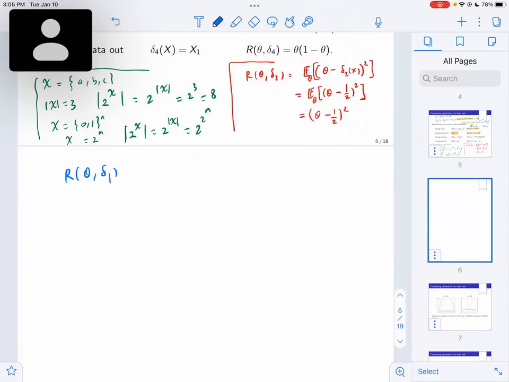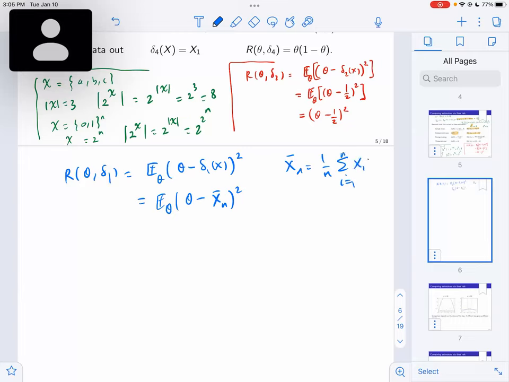Which is going to be the expectation of theta minus delta 1(x), squared, which is theta minus, I'm going to write it as x bar n, squared. So x bar n is basically 1 over n, the summation from i equals 1 to n, the sample mean. This is not so easy because this is random. So how do we do this? Each x_i is a Bernoulli random variable with probability theta.